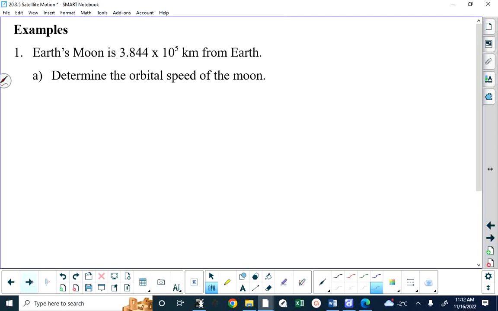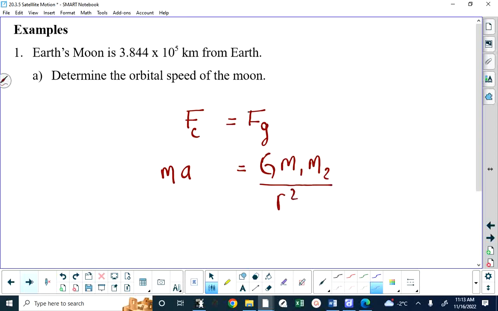So, Earth's moon is that far away from Earth. Determine the orbital speed of the moon. That seems like an impossible task. But let's set it up. The net force acting on the moon is equal to the force due to gravity between the moon and the Earth. So centripetal force is the net force, which means ma. The force due to gravity is G times m1 times m2 over r squared. Now, question for you.